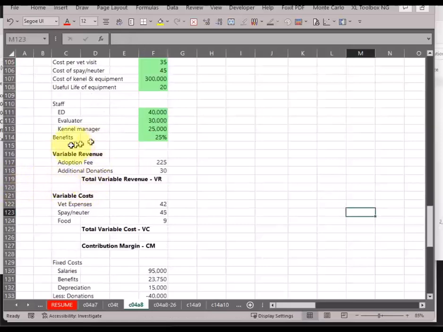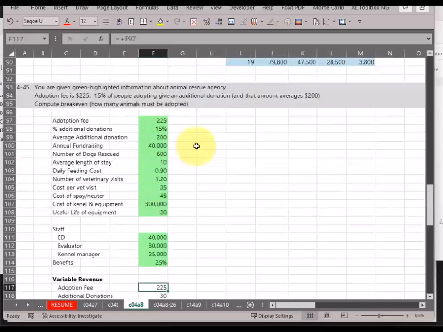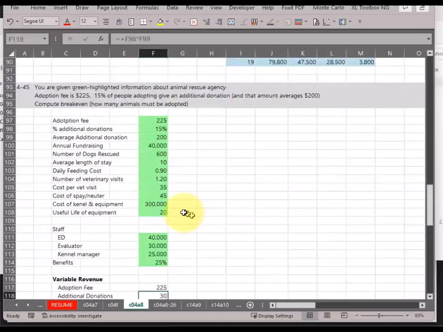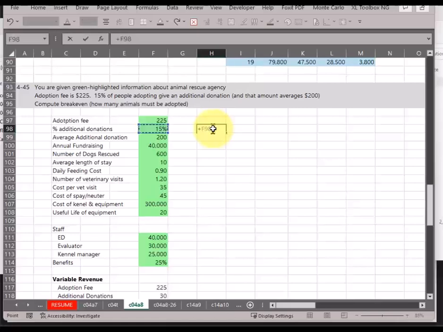Now, since we kind of know where we're going, we know what information to start building up. We want to figure out what our revenue is. So we were told from up there, your revenue is you've got that much of an adoption fee. And then there's additional donations. This is a little bit tricky because they're saying 15% of the people give us a donation, and when they do, it's 200. So that doesn't mean everyone, the average is 200. It means of those 15%, they give 200 on average.